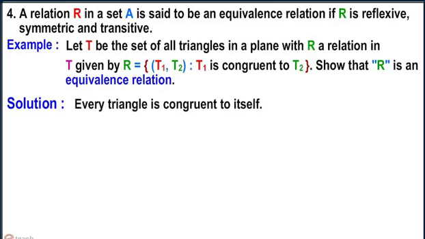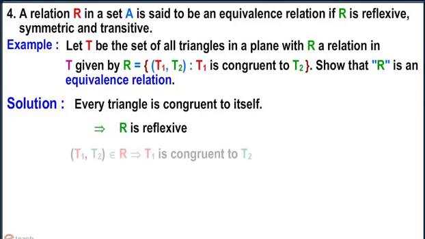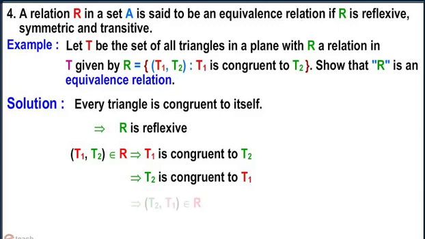We know that every triangle is congruent to itself. This implies R is reflexive. Now, (T1, T2) belongs to R. So, we can say that T1 is congruent to T2. Hence, T2 is also congruent to T1. This implies (T2, T1) belongs to R. This implies R is a symmetric relation.